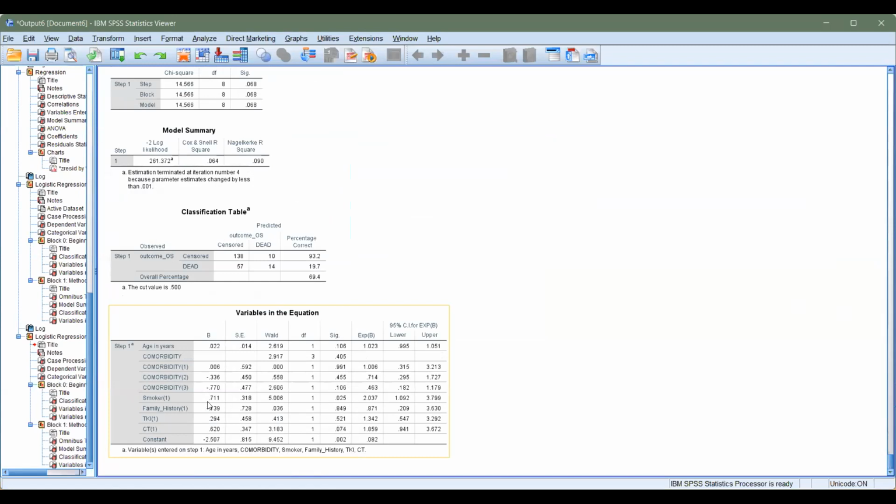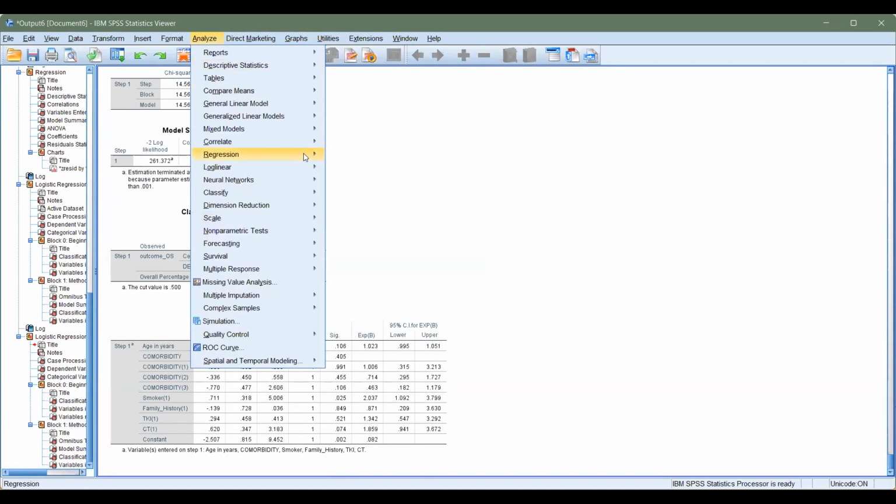So lung cancer is not at all associated with family history. If somebody has a family history, it is not required that the other person, the younger generation, will get it. Okay, this is altogether how you're thinking. But smoking has come out significant. Comorbidity is not. So if comorbidity is associated with lung cancer, let's remove this also.